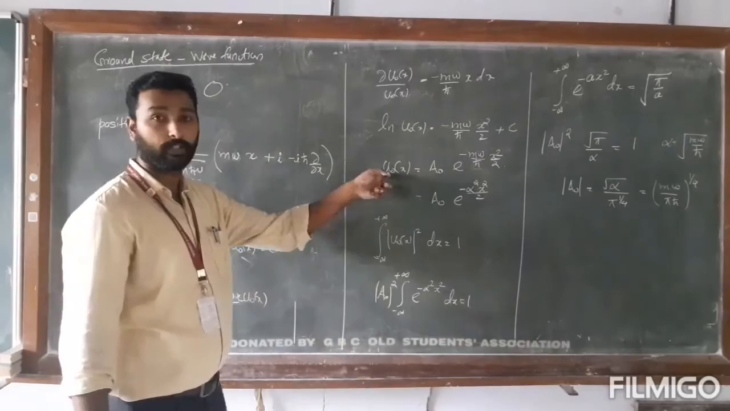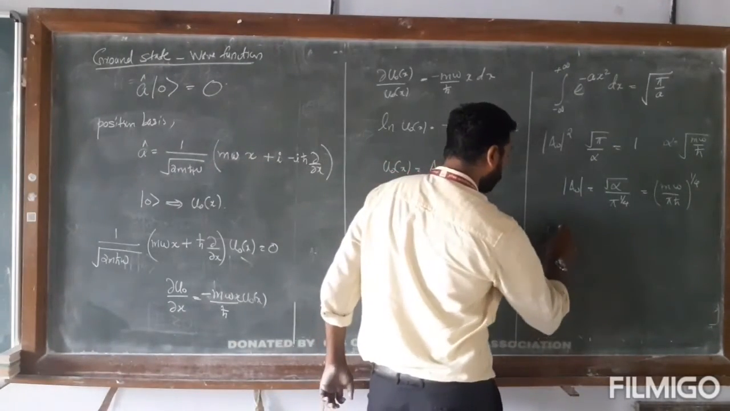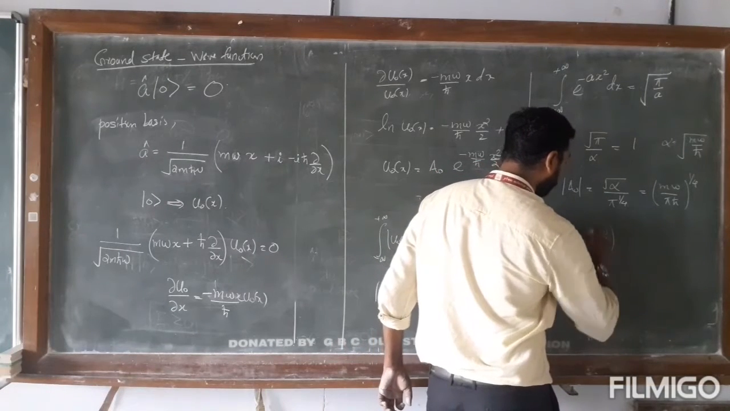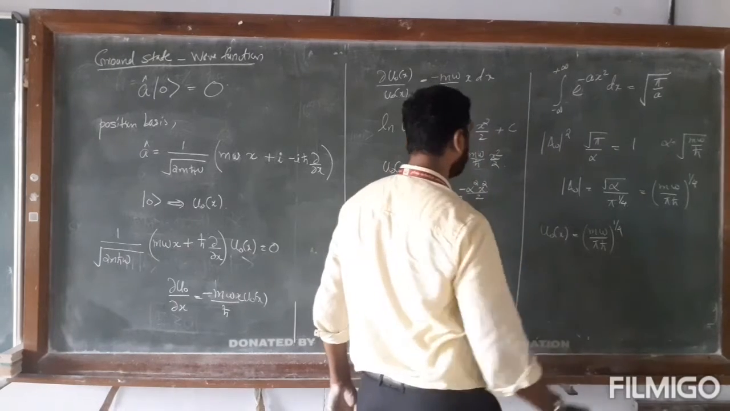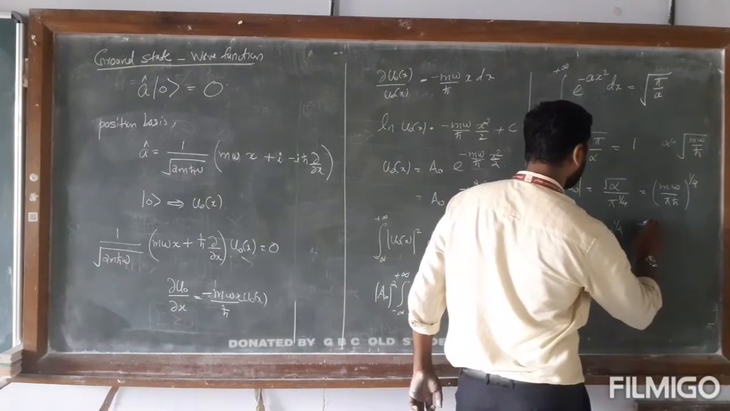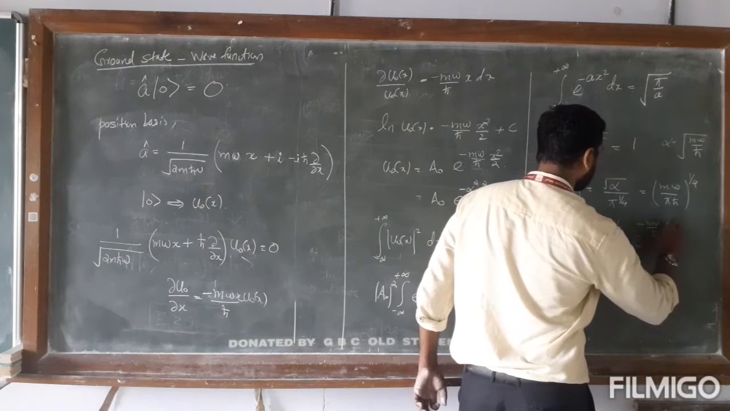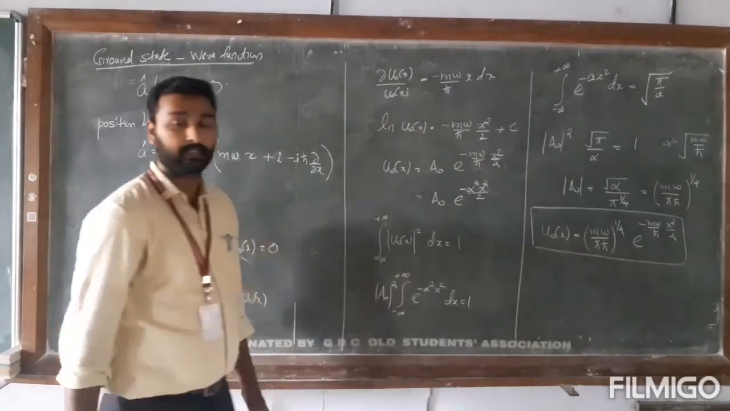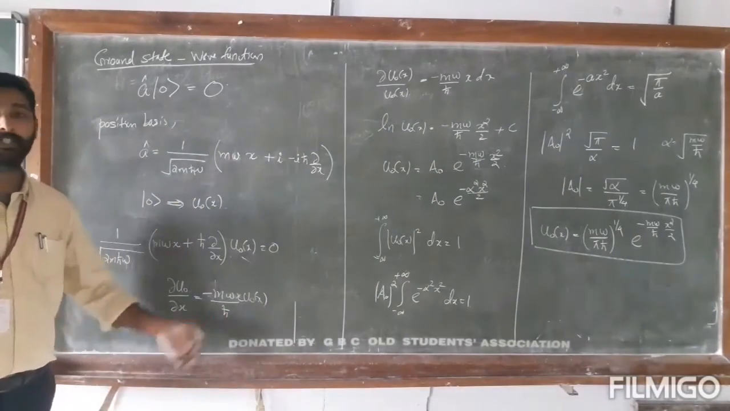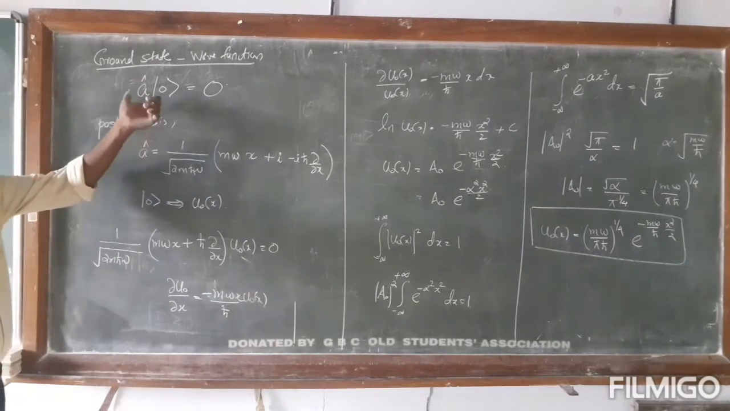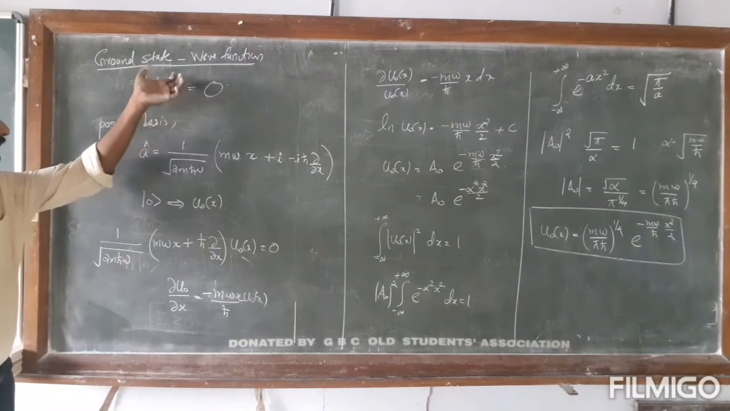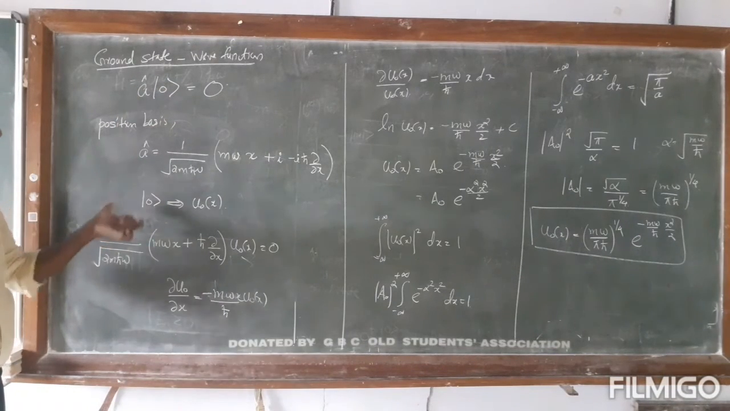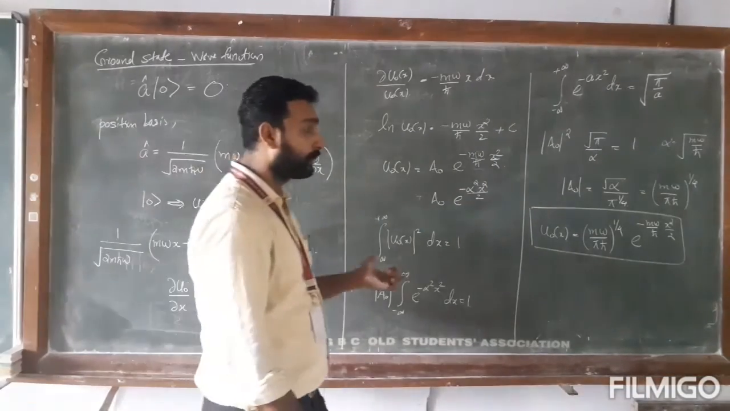So hence what would be your u0 of x? u0 of x would be mω by πħ all raised to 1 by 4 e raised to minus mω x squared by 2ħ. So that is your ground state wave function. So this is the way to find the ground state wave function. So we started with a acting on |0⟩ is 0, and I represented this in the position basis, and that helped me to find the functional form of u0 of x.